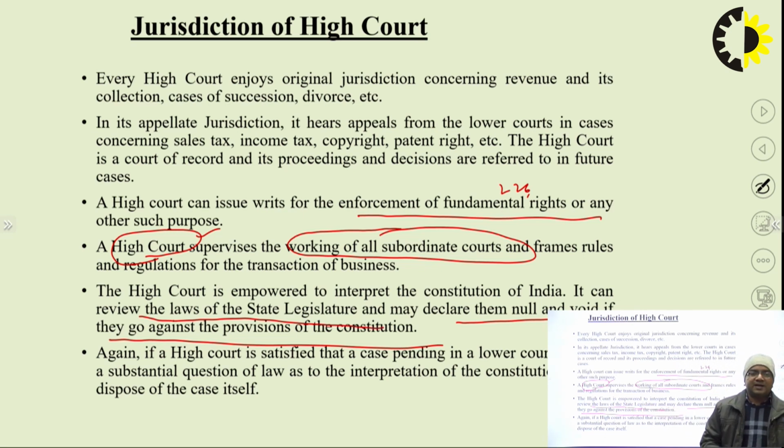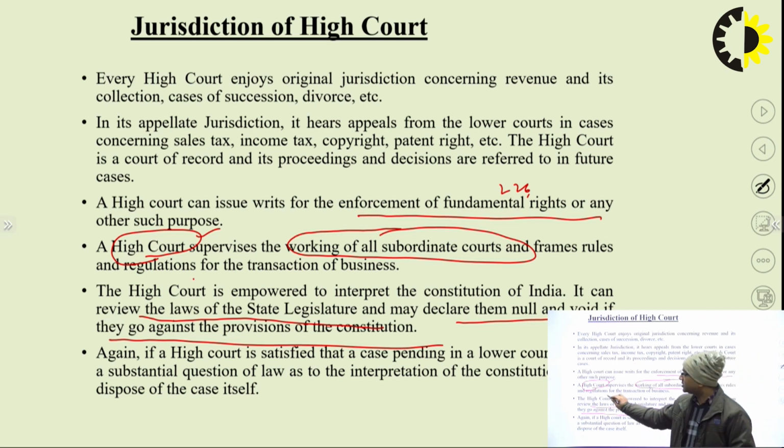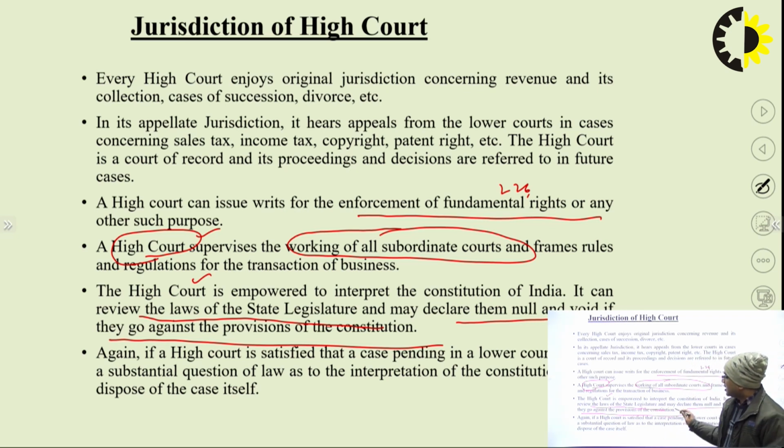Suppose a state has made some law, it has passed some bill, and that bill has become a law. Later on it is found that some people, some party, feel that that particular law is against the Constitution. At that time they may first approach the High Court of that respective state and file a case against that particular law. Then the High Court will analyze that law, and it has the power to declare that law null and void if it goes against the provisions of the Constitution.